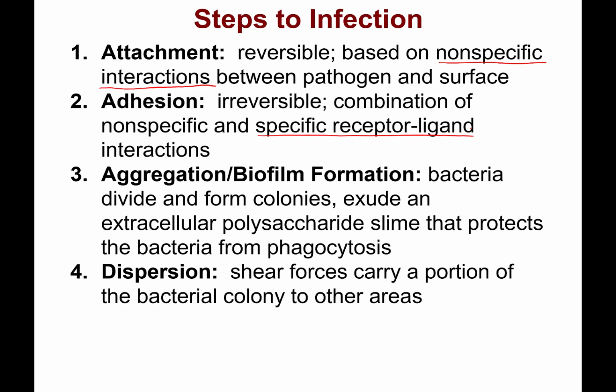Once we get adhesion to a biomaterial surface, the next step is aggregation and biofilm formation. So the bacteria will divide and form colonies, and this can happen very quickly because bacteria divide very quickly. And then once they start to form these colonies, they exude an extracellular polysaccharide slime known as a biofilm. So that's one of our important concepts for this lecture. And then that biofilm actually protects the bacteria from phagocytosis. So it protects them from our immune system. And that's one way in which they're able to thrive.